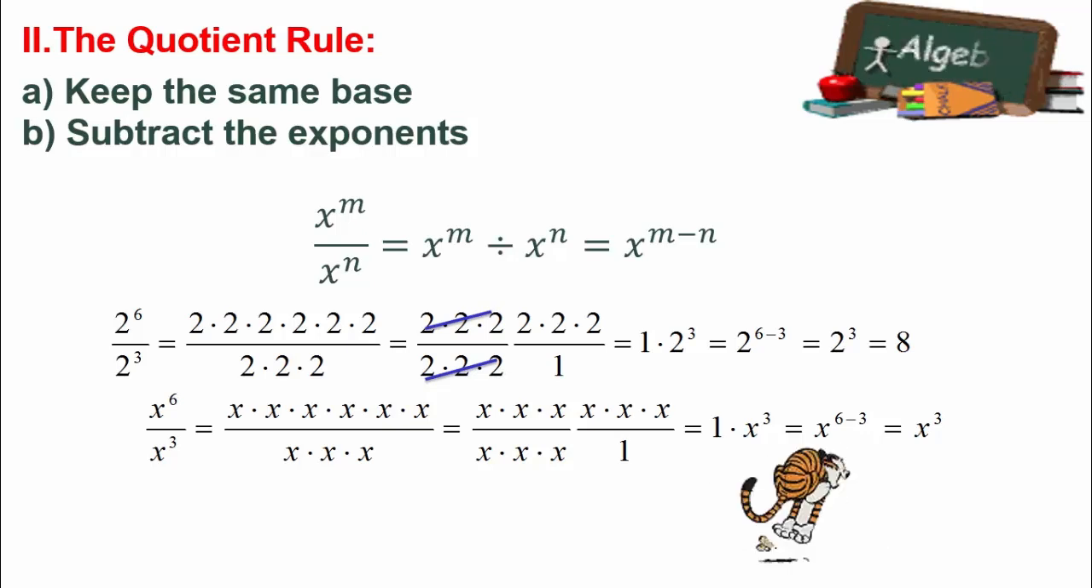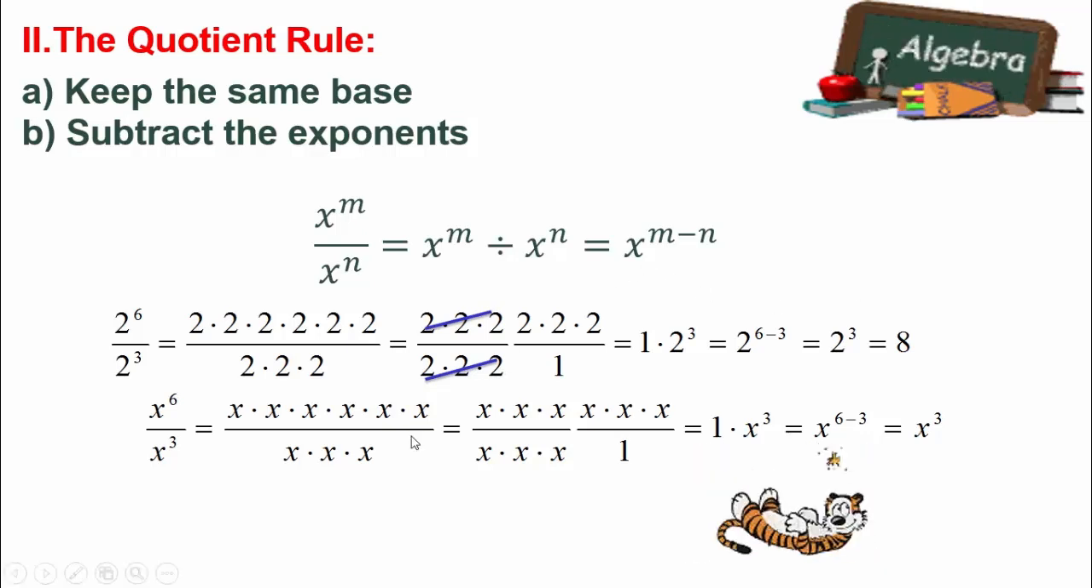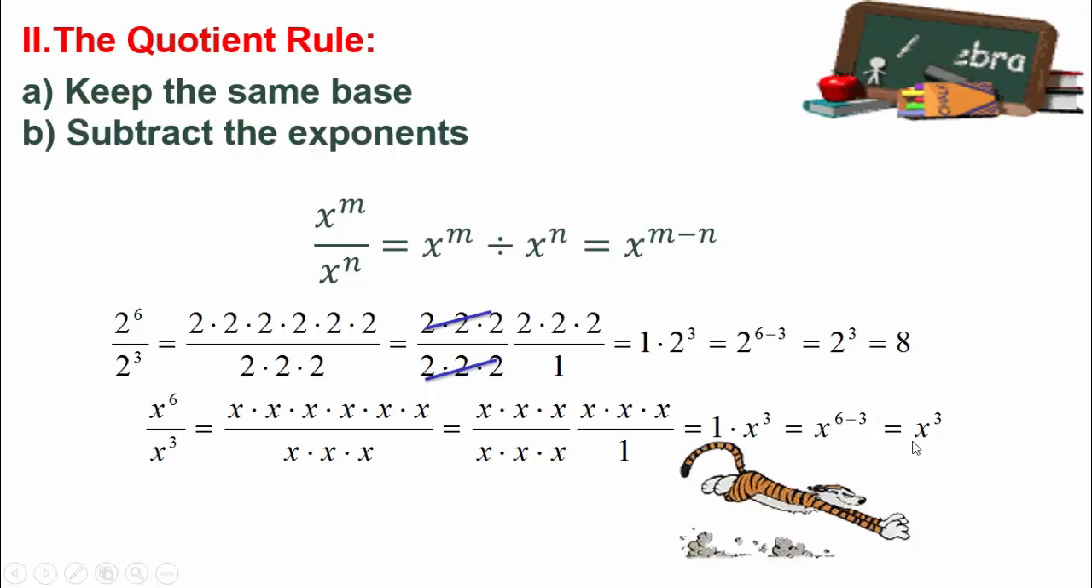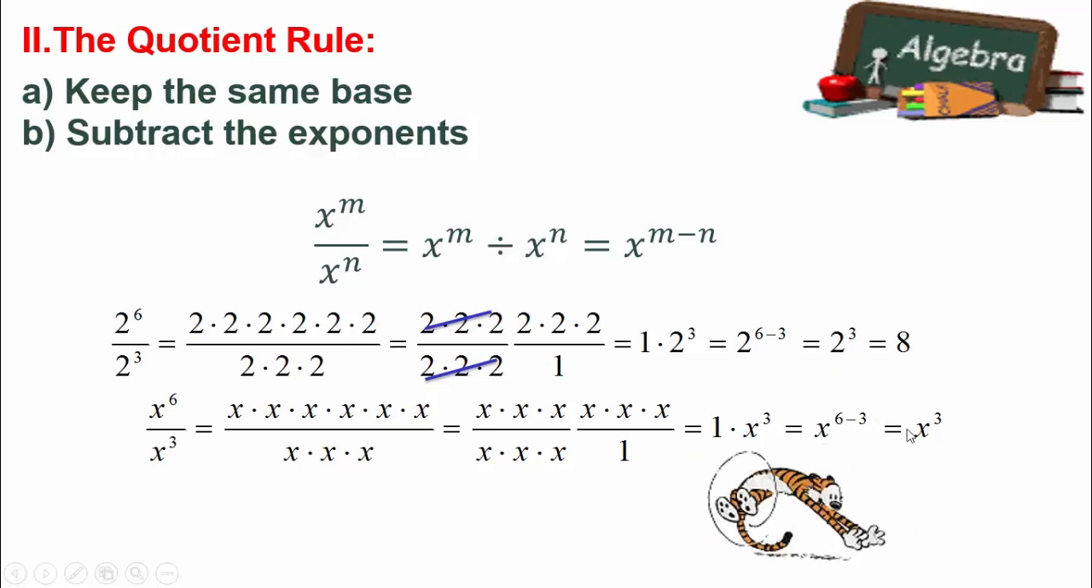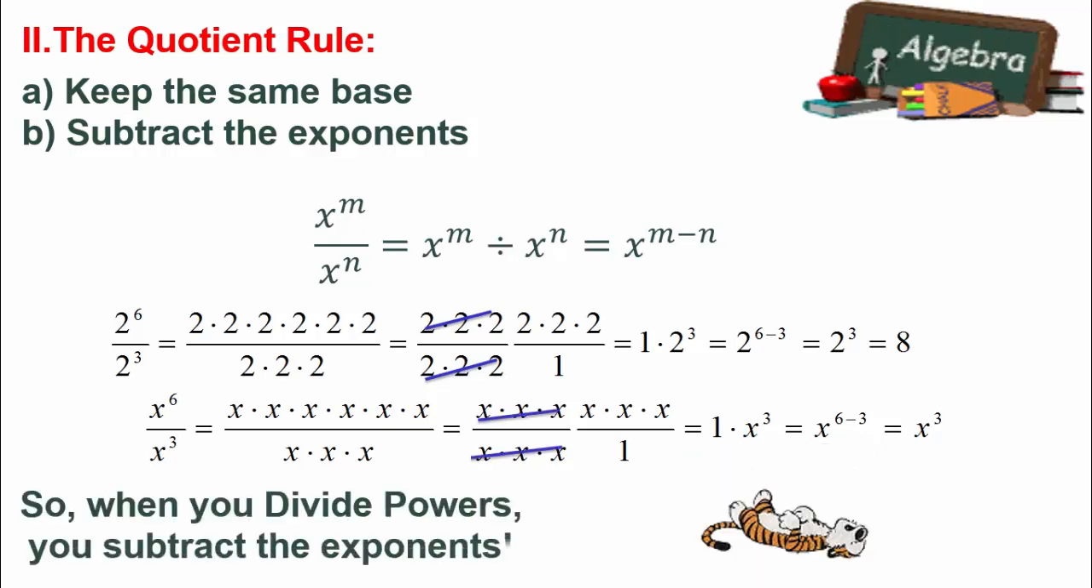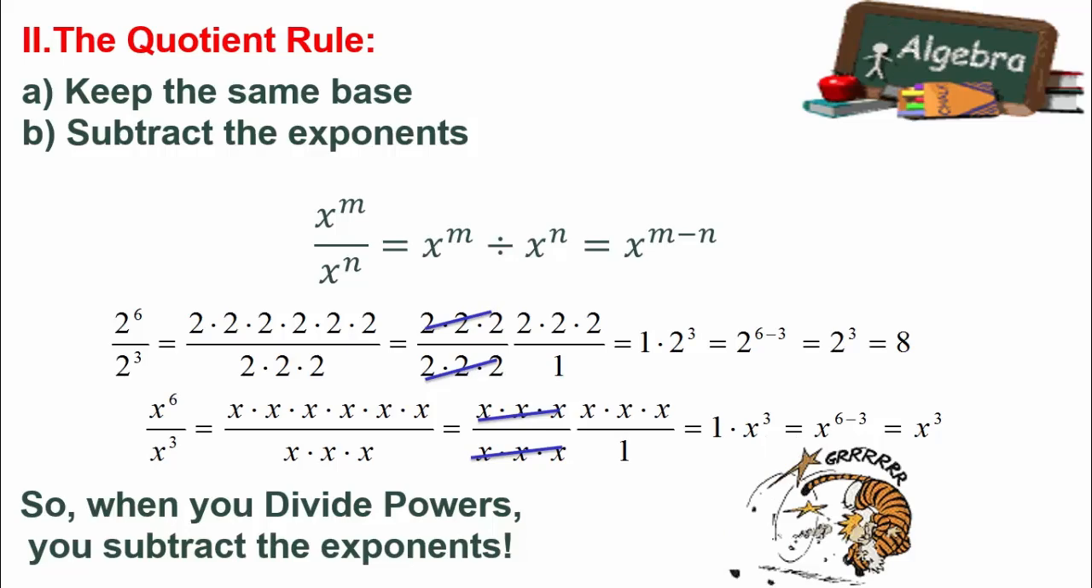Here's just another example where we're using variables instead of the 2s, and the same idea applies. In the end, instead of getting 2 cubed, you get x cubed. So when you divide powers, you subtract exponents.